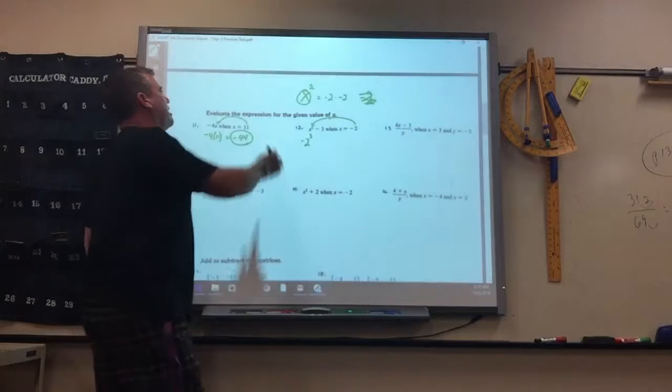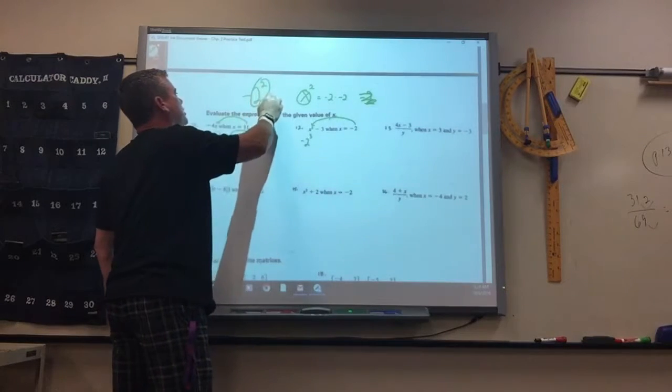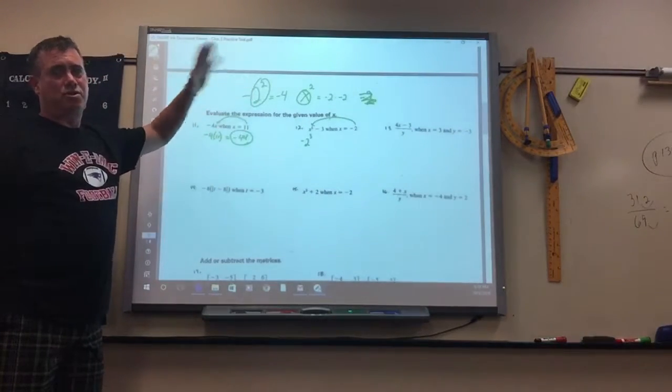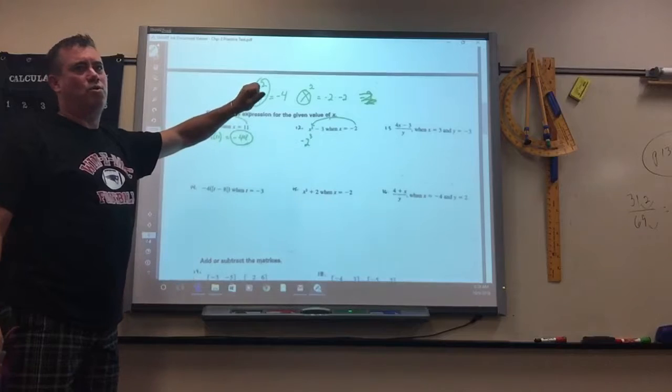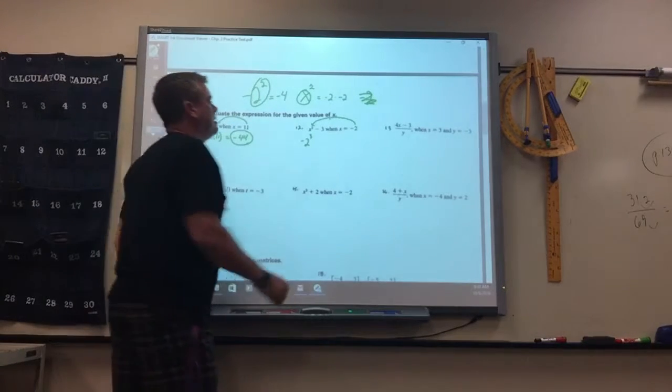But if it's ever written like this, there it's only the 2 that's being squared, and the negative stays there. Okay, so on the even exponents, you gotta know the correct way to do it, because the calculator won't do it correctly for you.